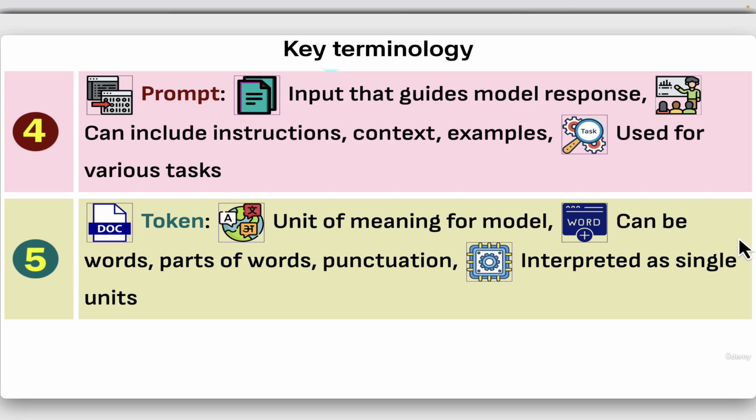For example, in this particular word, "meaning", we can have two tokens. One is "mean" and "ing" is a separate token. Same, for example, "interpreted". So "interpret" can be one token and "ed" can be another token.